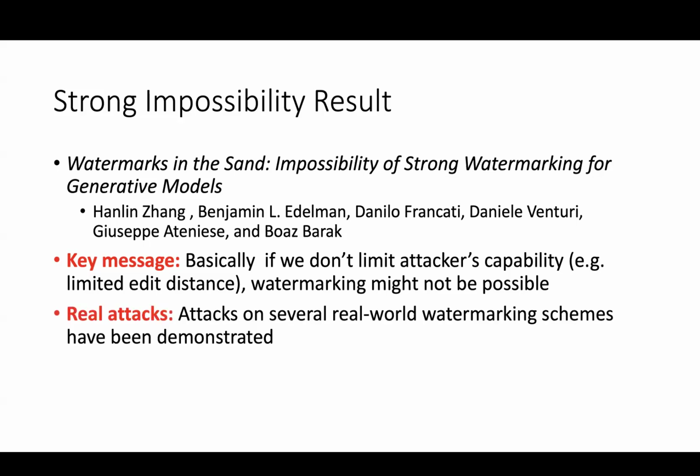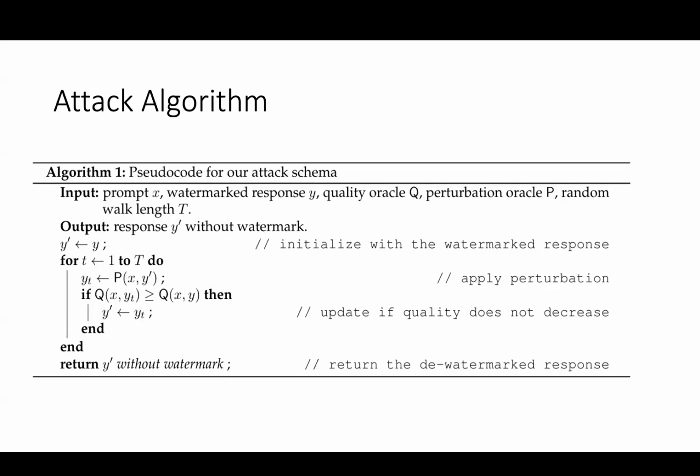The same idea, where you take the text, rephrase it a little bit, and then rephrase it a little bit again, until the point the watermark is destroyed, has been demonstrated on some real-world schemes as well. And the algorithm that they present in the paper is exactly that. So this is the impossibility result. You start with an initial value y that's watermarked perhaps, and you set that to be y prime, and you take y prime, and P is what they call a perturbation oracle.